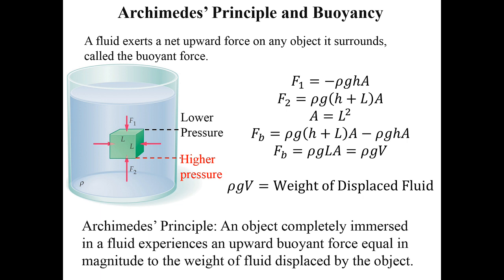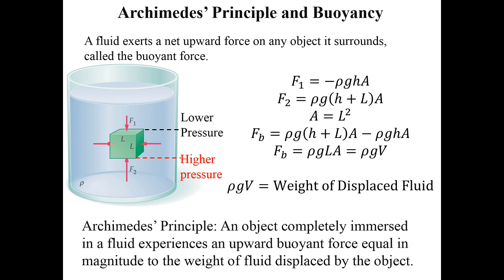On the bottom of the box, the pressure is pushing up, and the pressure is rho g times h plus the length of the box. And we multiply that by the area to get the force. Notice that the pressure on the bottom of the box is pushing up and is larger because it is deeper in the fluid, while the pressure at the top is lower and is pointing down. When we add the forces together, we get that the buoyancy force is the density times g times the area times the depth plus the length of the box, minus rho g h times the area, where h is the depth of the top of the box.